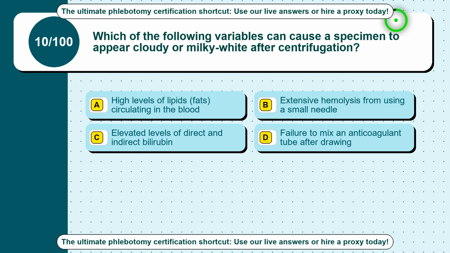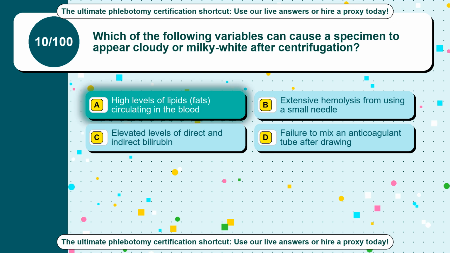Question 10. Which of the following variables can cause a specimen to appear cloudy or milky white after centrifugation? Option A. High levels of lipids, fats, circulating in the blood. Option B. Extensive hemolysis from using a small needle. Option C. Elevated levels of direct and indirect bilirubin. Option D. Failure to mix an anticoagulant tube after drawing.